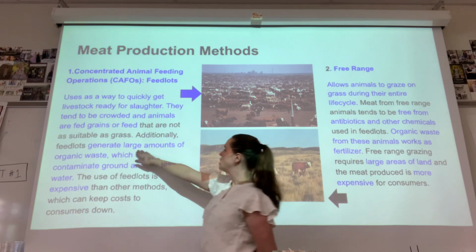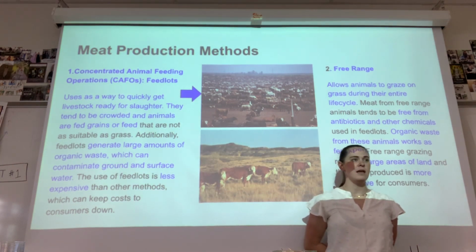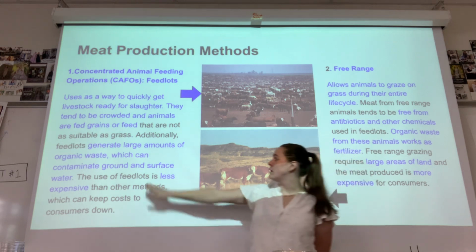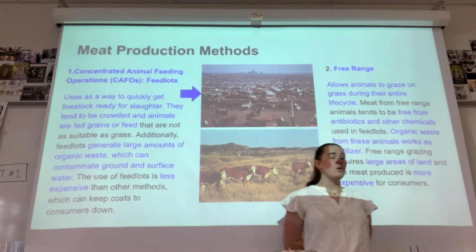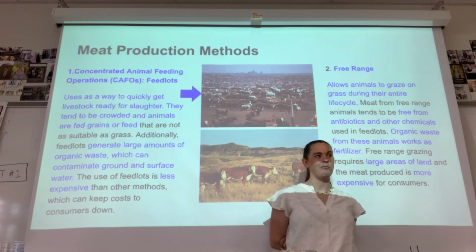It generates a large amount of organic waste. So when you have a lot of cows crammed in one area together, you're gonna have a lot of cow poop, like lots. And that organic waste can contaminate ground and surface water. I mean, nobody wants to drink water that's contaminated with cow poop. Sounds like not a fun time.